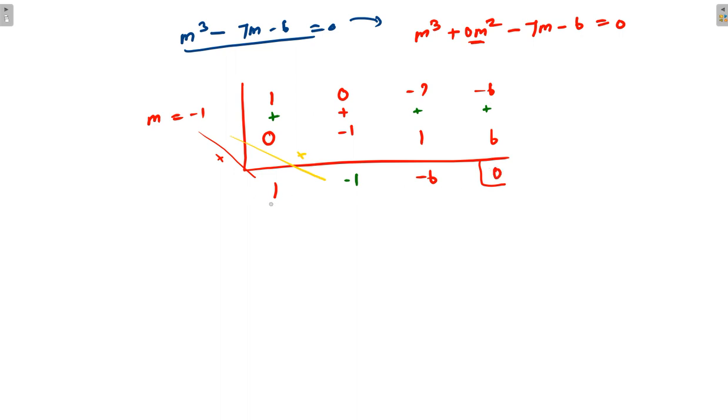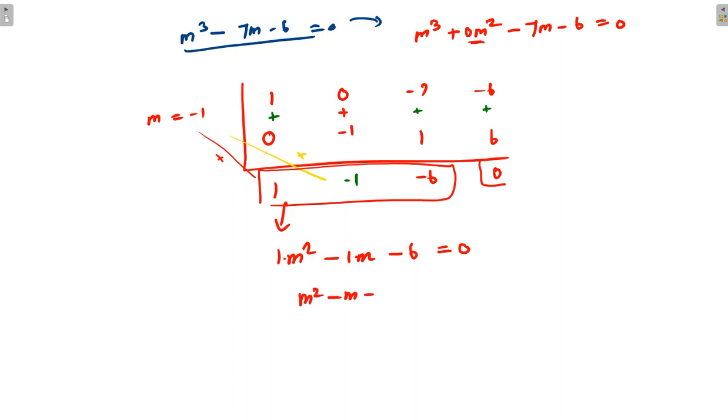By using these terms, try to write 1 into m square minus 1 into m minus 6 equal to 0. So that is m square minus m minus 6 equal to 0. So this is a quadratic equation. So it is very easy to find the roots of a quadratic equation, like minus 6, minus 1. So you can take 2 into 3. Their multiplication is going to be minus 6. Their addition is going to be minus 1.